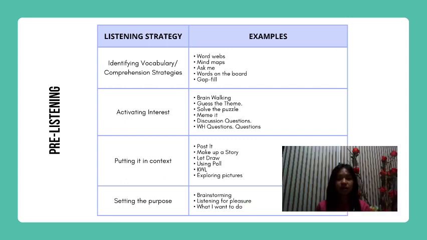And our last example is what I want to do. To further engage students and activate their interest, give them the listening topic and ask them what they would want to do after they are done listening to the text. This helps them set a purpose for listening and prepares them for the follow-up activities that may come after the listening task.